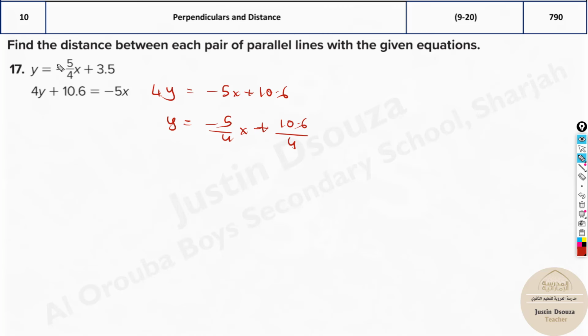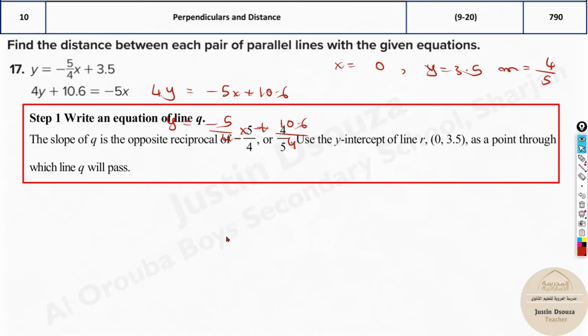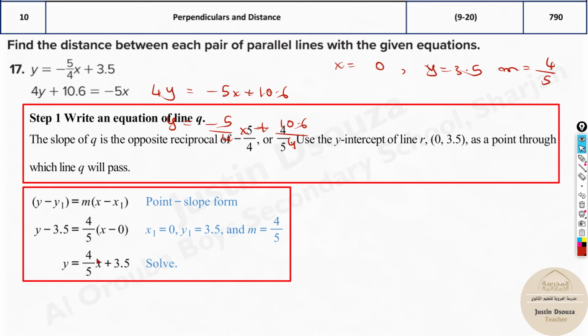And over here, assume for the first equation x is 0. And then what is the y value? It's 3.5 when x is 0. And then m will be the negative reciprocal, so it will be positive 4 by 5. So this is the required information for the perpendicular line. From this you can easily find the perpendicular line. See over here, that's the perpendicular line.